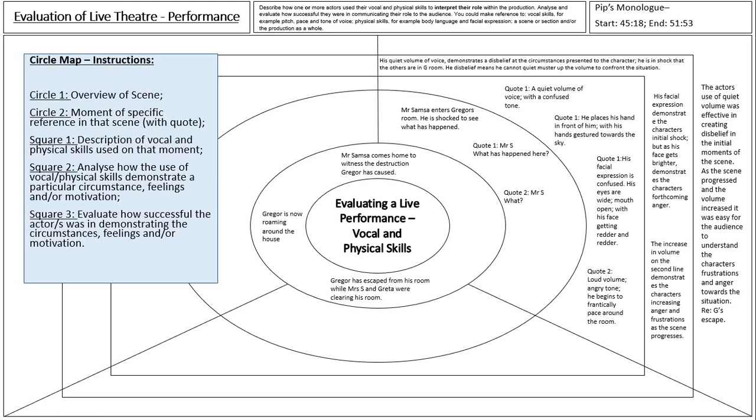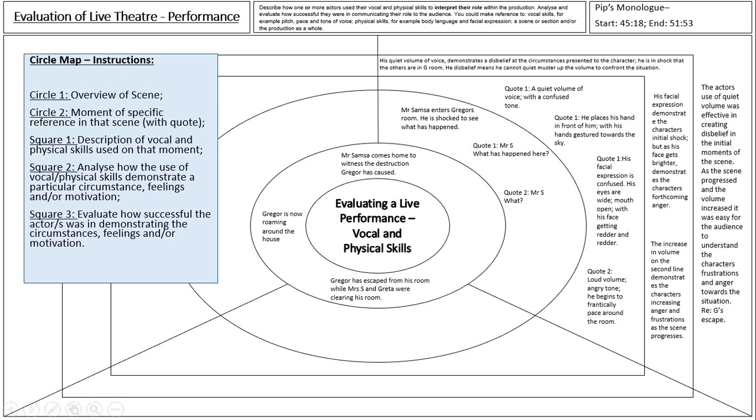So, if you follow the cursor again, his quiet volume of voice demonstrates a disbelief at the circumstances presented to the character. He is in shock that others are in Gregor's room. His disbelief cannot quite muster up the volume to confront the situation. So again, all I'm doing is I've got my quiet volume of voice here, and I'm analysing it. I'm showing you what it shows about that character, and I'm linking it back to my interpretation of them, which is in the exam question. And again, if you see at the top of the screen, I've got the exam question there for you.